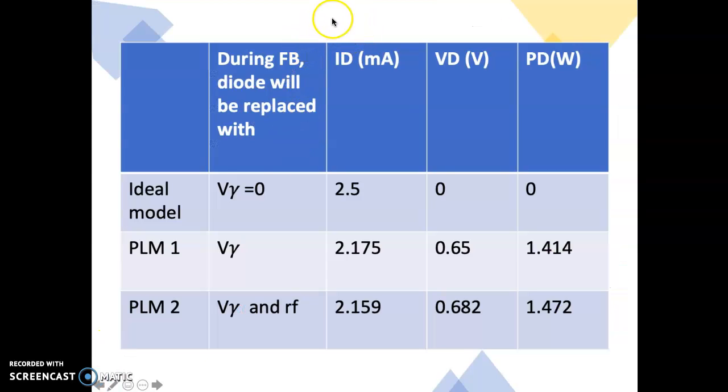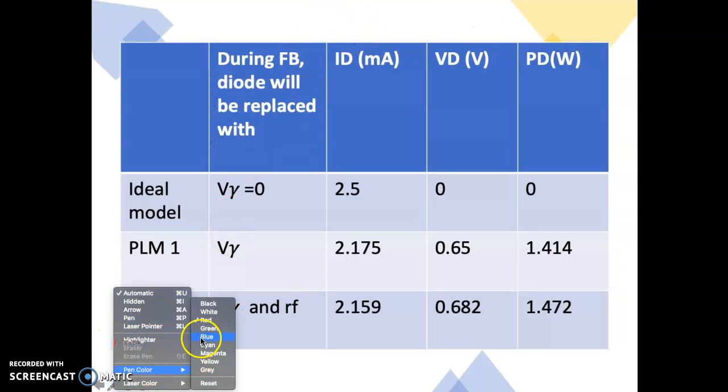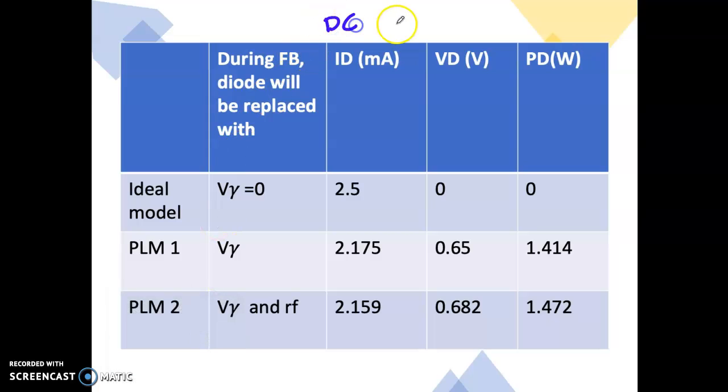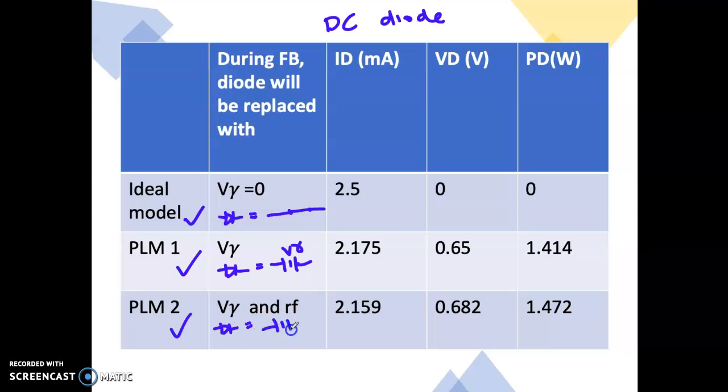Okay, so as the summary for your DC analysis, this is a DC analysis of your diode. We have 3 models. The first one is the ideal model. The second one is PLM, 1 and 2. In your ideal model, you're going to replace your diode with a short circuit. Here, replace your diode with a voltage source that is called V gamma. Here, you're going to replace your diode with V gamma in series with your RF. Okay. So from the same circuit you have analyzed before, these 3 models.